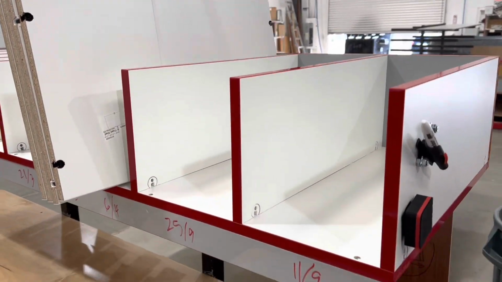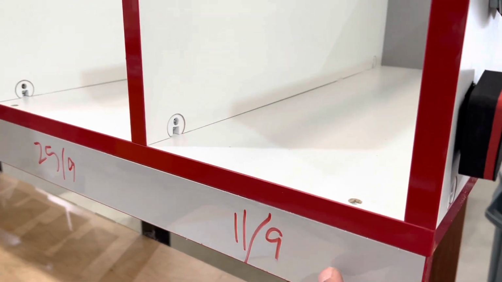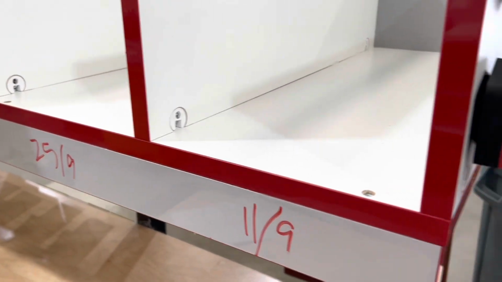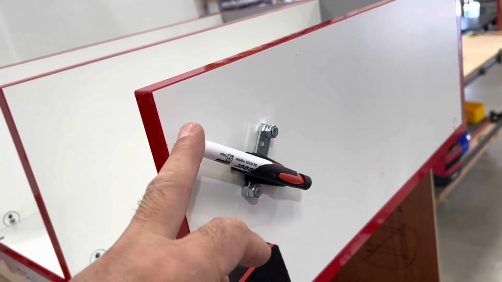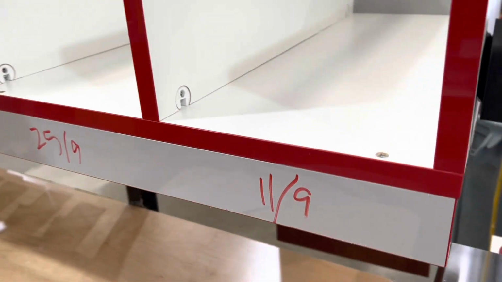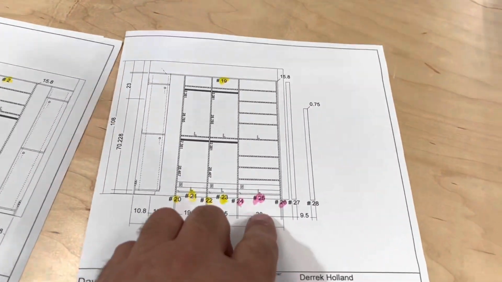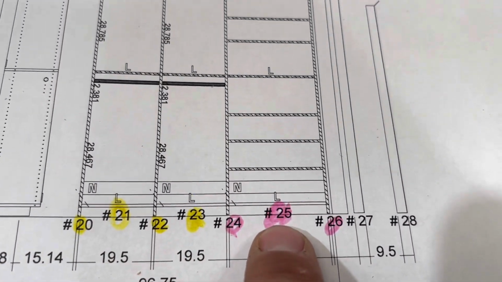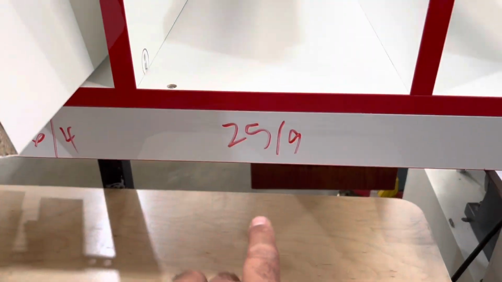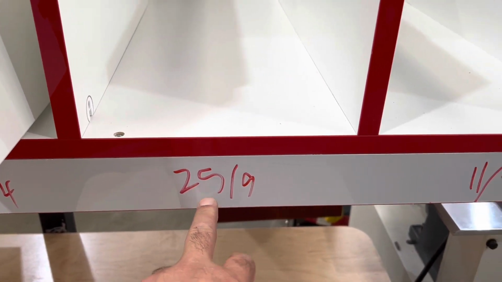Now, the other cool improvement is we put this little whiteboard. We got a piece of high gloss material on here, and a whiteboard marker and eraser here. Now what we can do is we can look and say, okay, cabinet number 25 has 9 shelves in it. So we've marked this is cabinet 25 and it's 9 shelves.